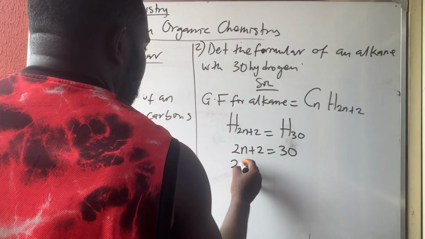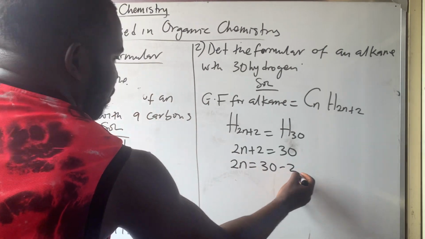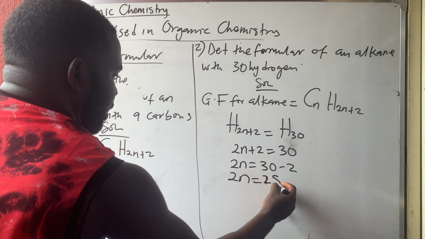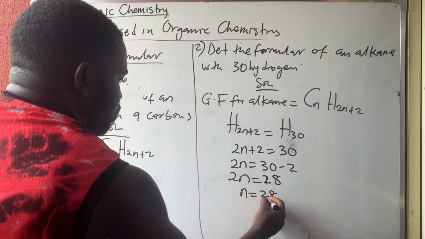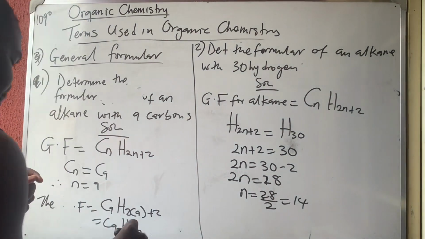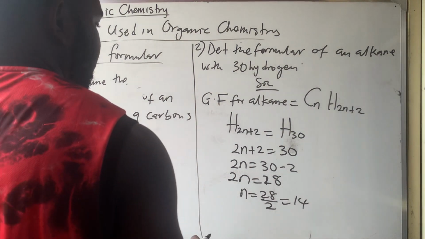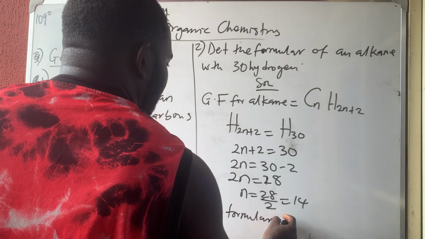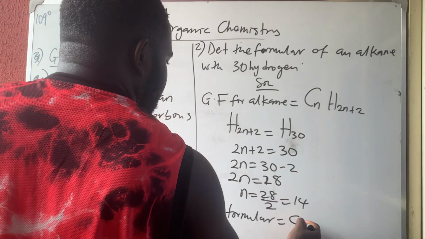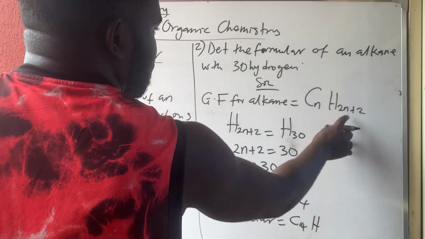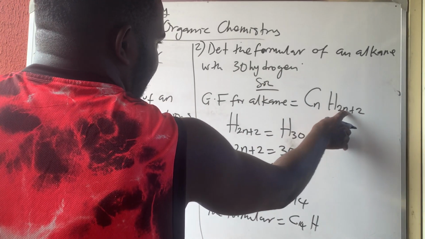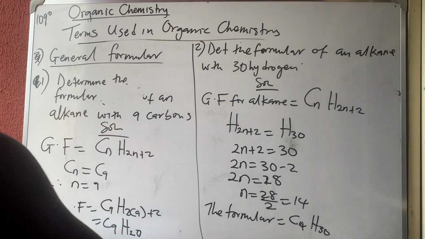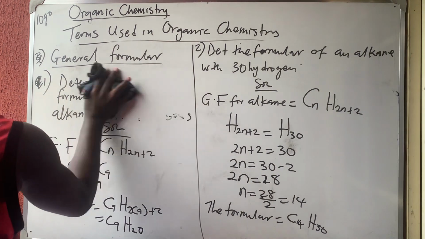So what do we have now? 2n is equal to 30 minus 2. So 2n is equal to 28. So therefore my n is 28 divided by 2, which is 14. So if we have gotten n to be 14, then the formula becomes C14H, and here must be the same 30. If you like, you check it. 2 times 14 is 28 plus 2, 30. C14H30 is the answer.